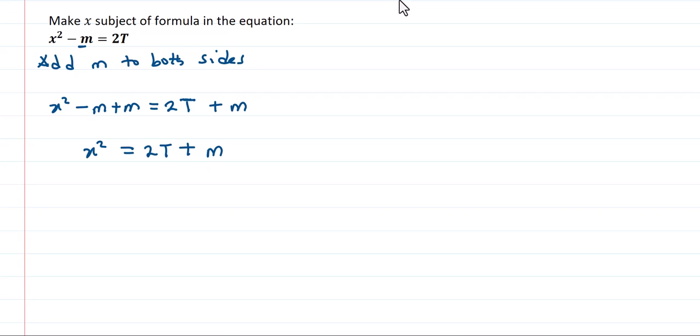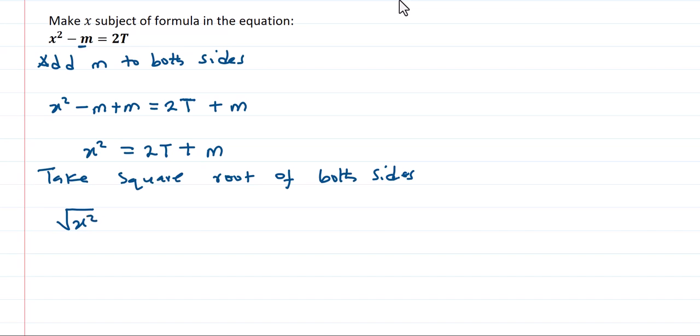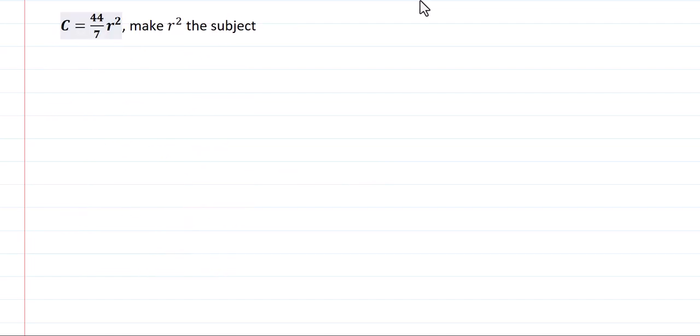Because our x is squared here, what do we do? We take square root of both sides. So the square root of x squared is equal to the square root of 2t plus M. Then x just stands alone here. And then we have the square root of 2t plus M. And we are done. The next question says, make R squared the subject, please.